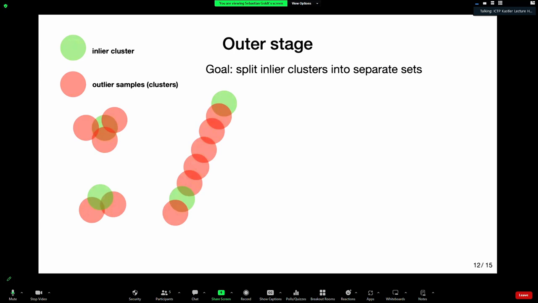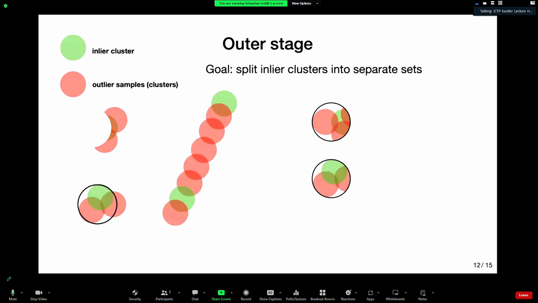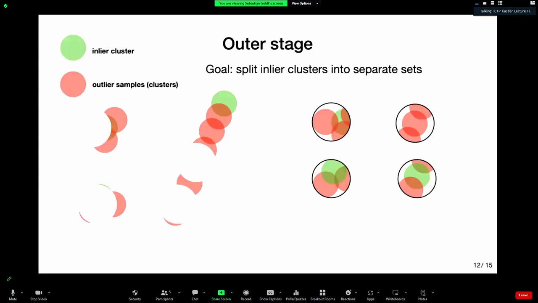So in the algorithm, we have two stages. First is the outer stage, and the goal of the outer stage is exactly to split these clusters into separate sets. On the picture, the green ones are inlier clusters, and the red are outlier samples, which can also be thought of as clusters. What we do is go through the data, look at portions of the data with a large number of samples, and take them out. So we construct these separate sets and remove them from the initial data set.